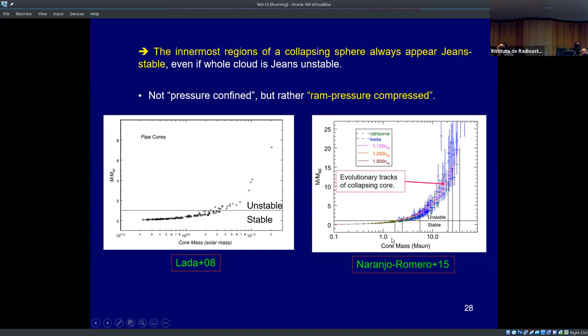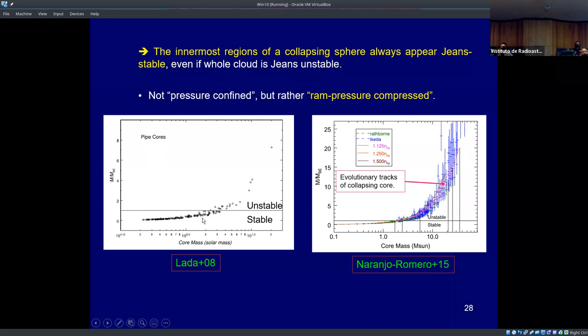In Gómez's paper in 2015, we follow the evolution of a single core, defining its boundary by means of a certain threshold above the background density, because like I mentioned, we had a background density. And so defining the core like that, which is more or less observationally inspired, we notice that the core precisely tracks the locus of these cores.